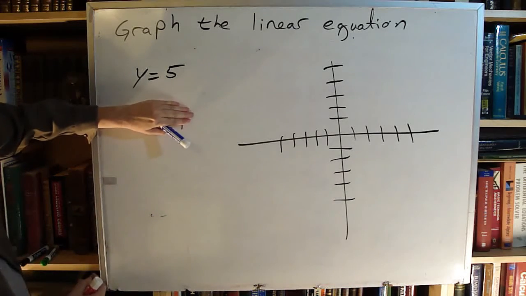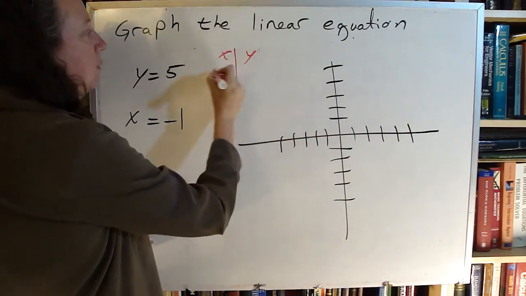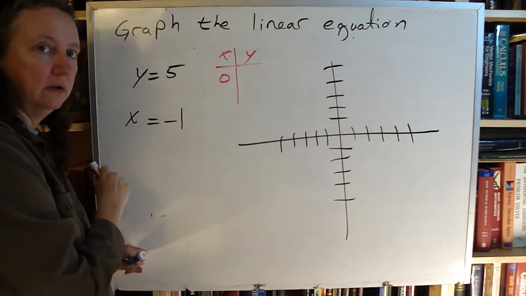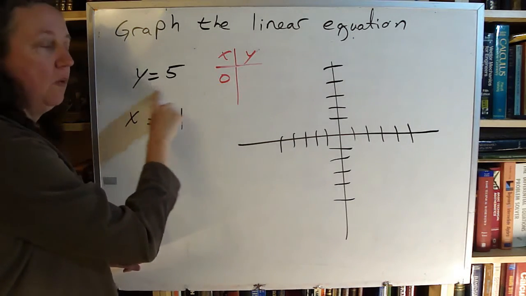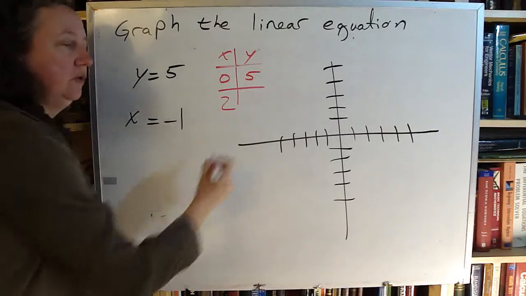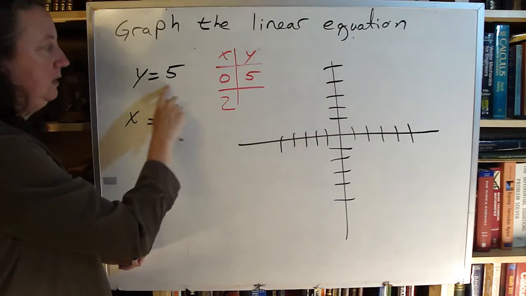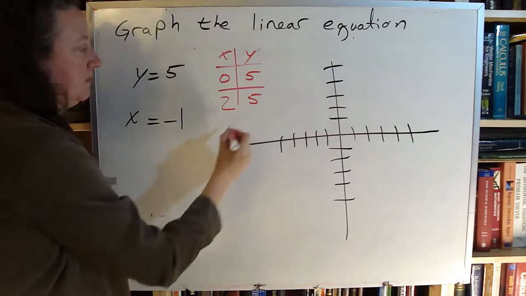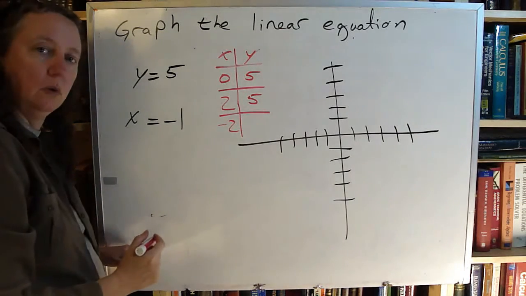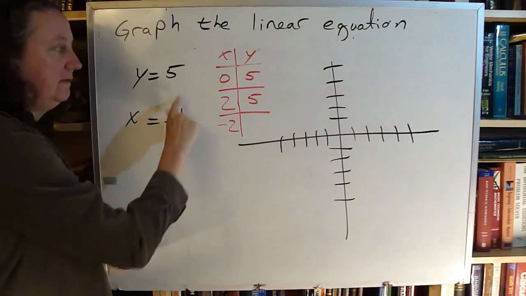So graphing the y equals 5. If I build a table of values for that, x and y, and I say that x is equal to 0, what is y going to be? Y is 5. If I say that x is equal to 2, what is y going to be? Y equals 5. If I say that x is equal to negative 2, what does y equal? Y equals 5.